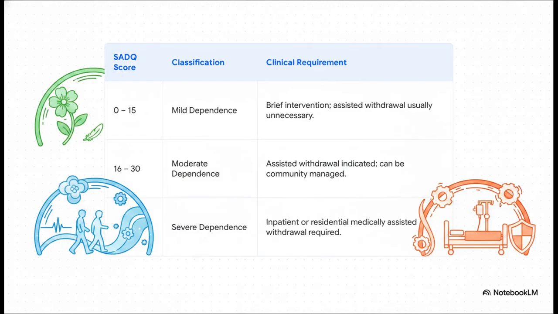And here's why that score is so powerful. Look at how it breaks down. It's not just a number, it's a roadmap. If they score between 0 and 15, that's mild dependence. We're probably looking at a brief intervention. Simple enough. But if it's 16 to 30, that's moderate. That tells us they'll need an assisted withdrawal, but hey, that can probably be handled in the community. Now, a score over 30, that's a different story. That's severe dependence. And that score is a clear signal to everyone that this patient needs an inpatient, medically supervised withdrawal to be safe. It takes all the guesswork out of it.